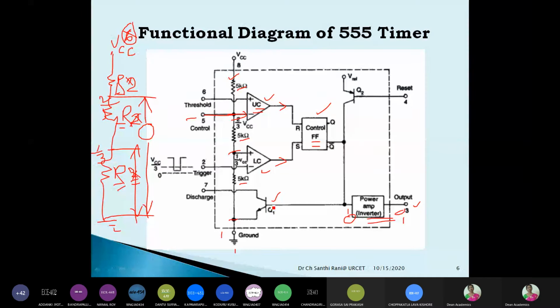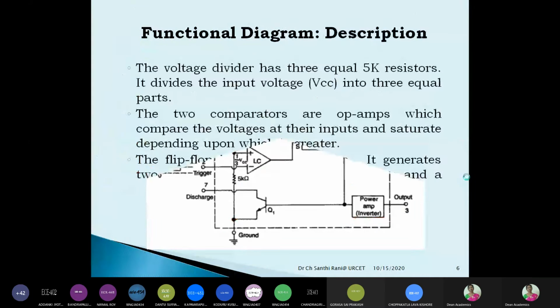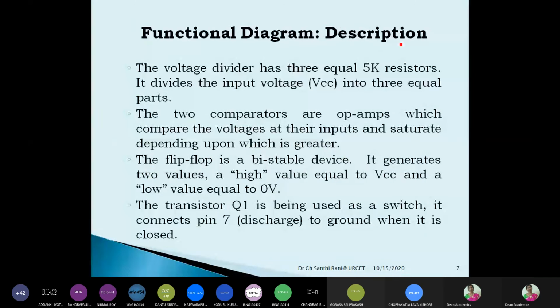Now let us see the circuit operation. I think just now I have given the various components that are used inside this 555 timer, right? Now, let us try to understand this functional block diagram of 555 timer, right? So what is the functional block diagram? Just now I have described it. I think I have written it in the next slide also. So, functional diagram description.